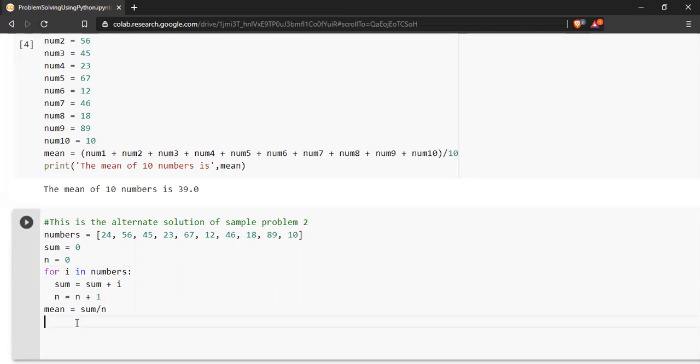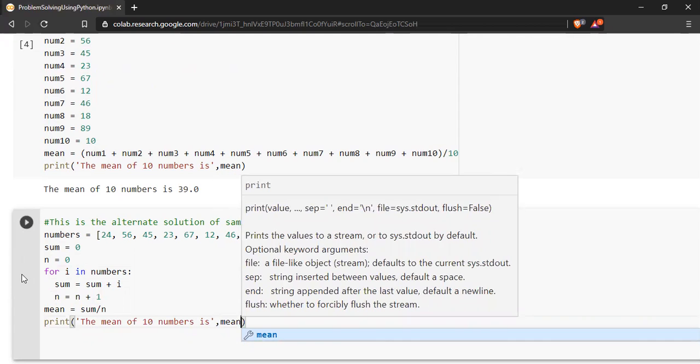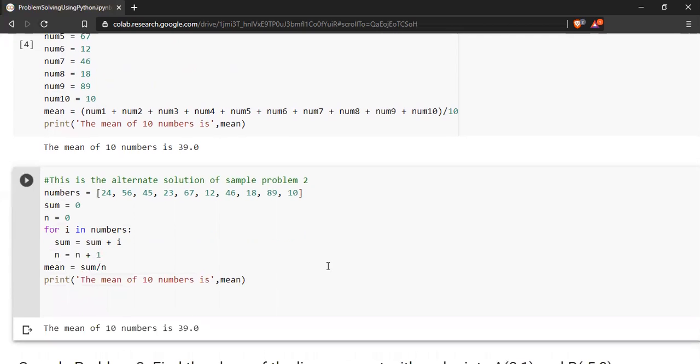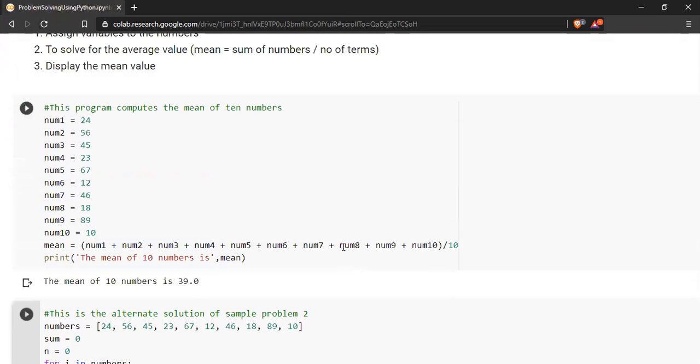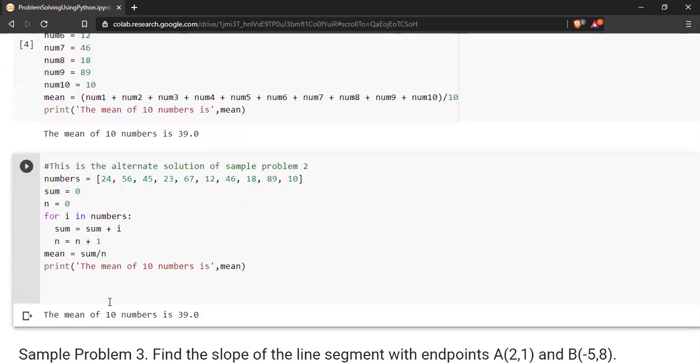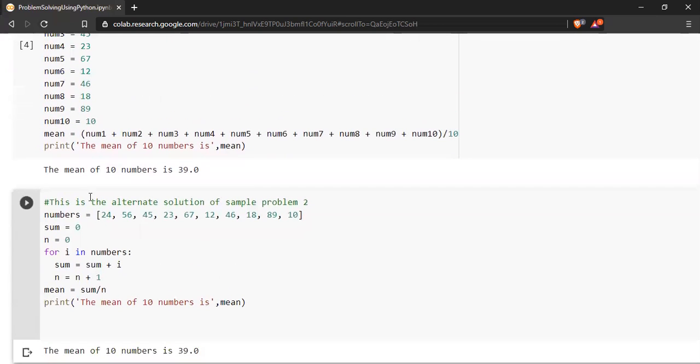All right. And then we are going to display that using the display function, let's say, the mean of 10 numbers is, comma, mean. Okay, let's try to run this one. This is an alternate solution. You don't have to learn to write this right away. Just focus on the first code. You will notice that the value is the same. They have the same value of mean, but they are different.